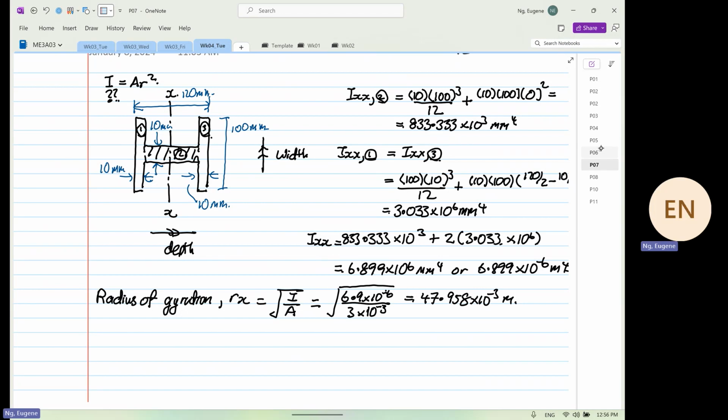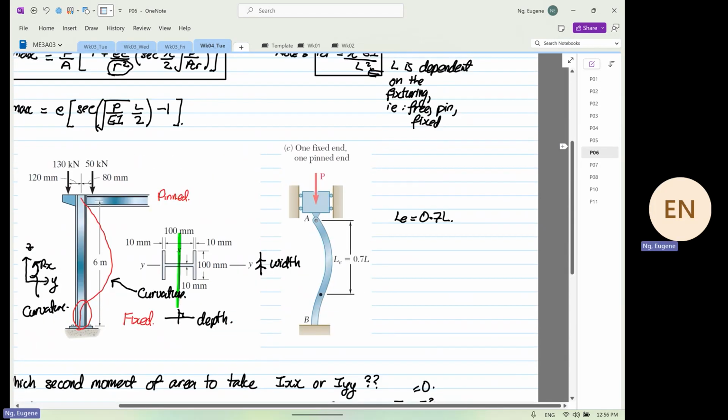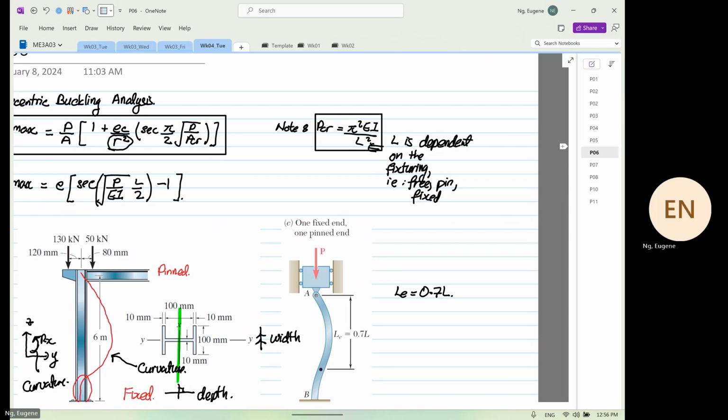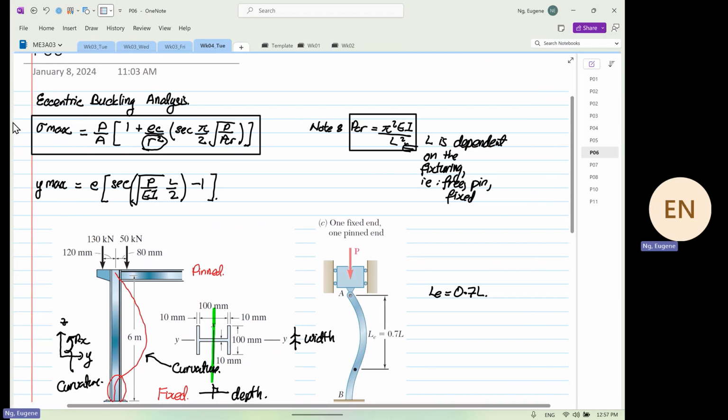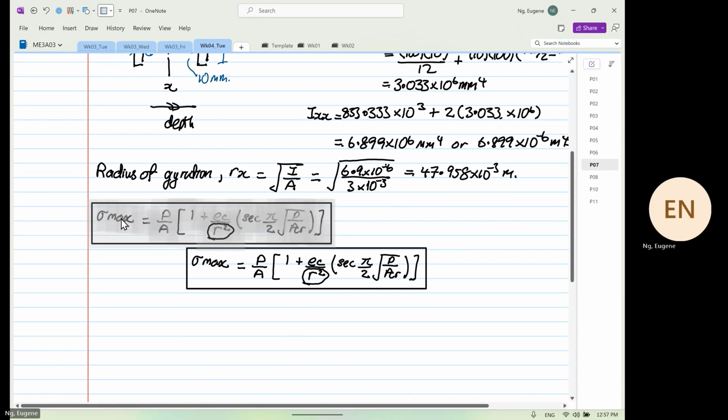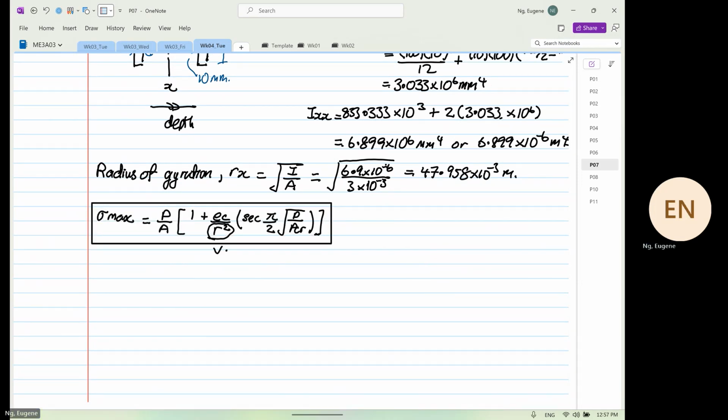So going back to our formula, what do we know? We know our R now. What we don't know is our P. Let me copy the whole formula across so I will not be flipping pages. So we know our R, okay? R is known. So next we have to find our PCR, our critical load, okay? Are we okay?